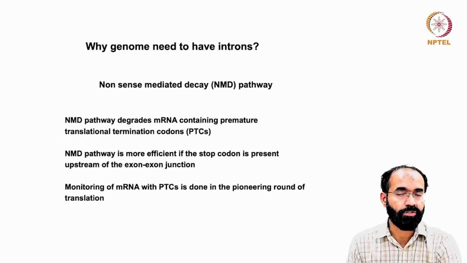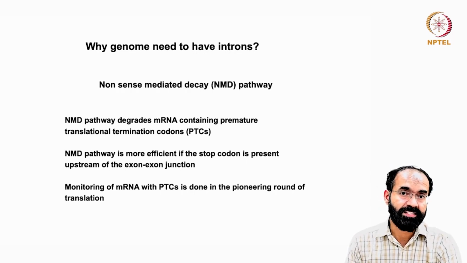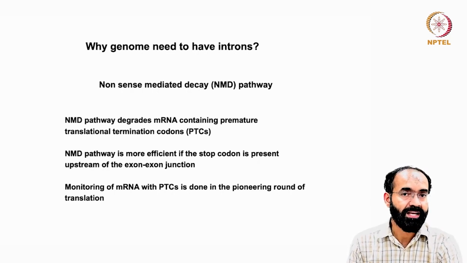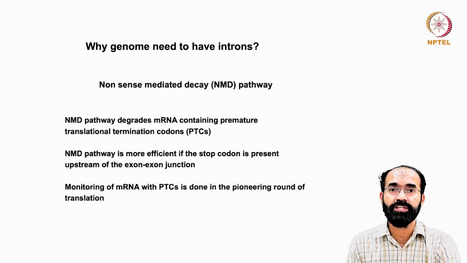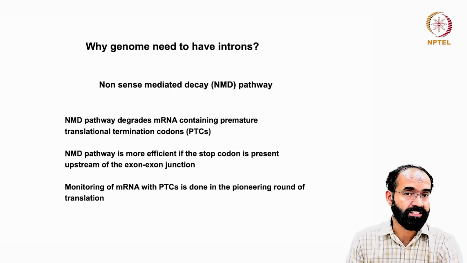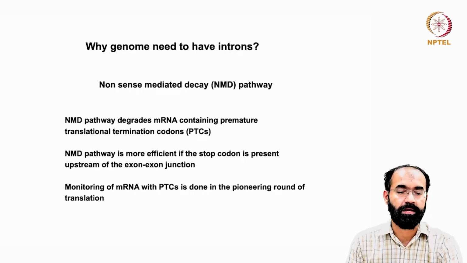This exon boundary is bound with some factors, some proteins, which give a message to the translational machinery merely by physical interaction. That is why you are able to detect whether it is upstream of an exon boundary. If it is right in the middle, nowhere close to an exon boundary, the mutation persists, because there can be some other way of degrading it, but nonsense mediated decay will not come into the picture. We will see that in more detail with the example.